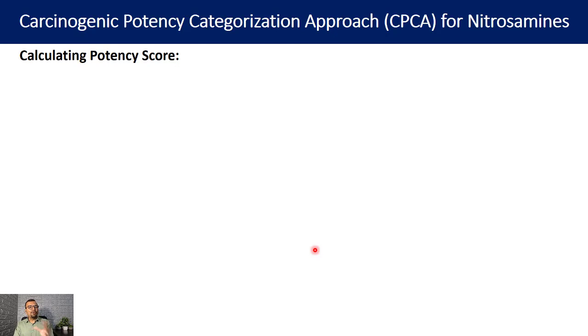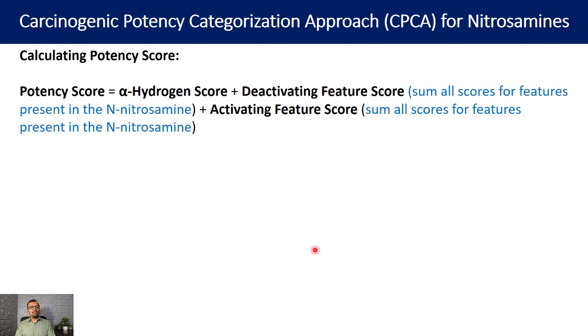So it's a very important part of the discussion now, calculating the potency score. What is the calculation formula to define the potency score? And here it is on the screen. The potency score is the summation of the alpha hydrogen score, deactivating feature score, and activating feature score. Don't get confused at this particular time. We will talk about all the details.